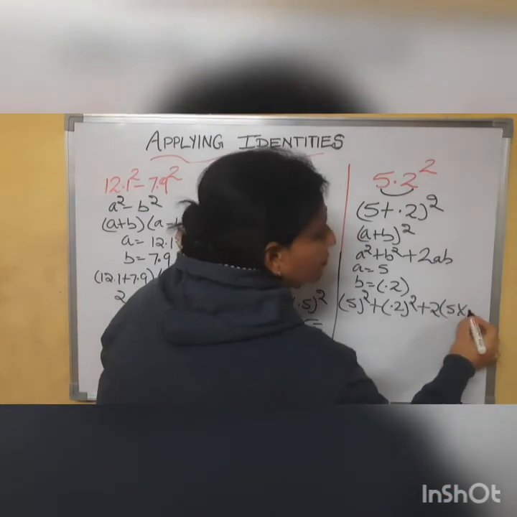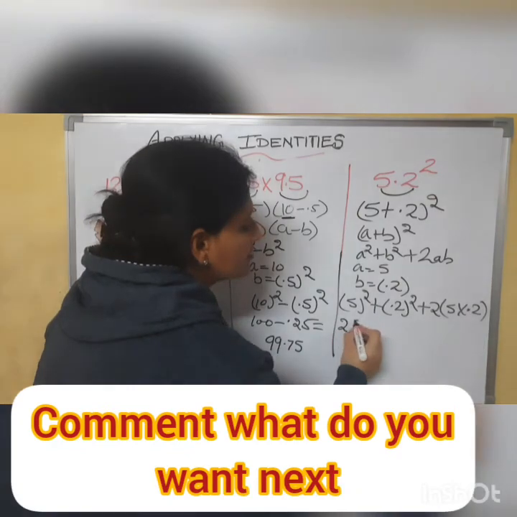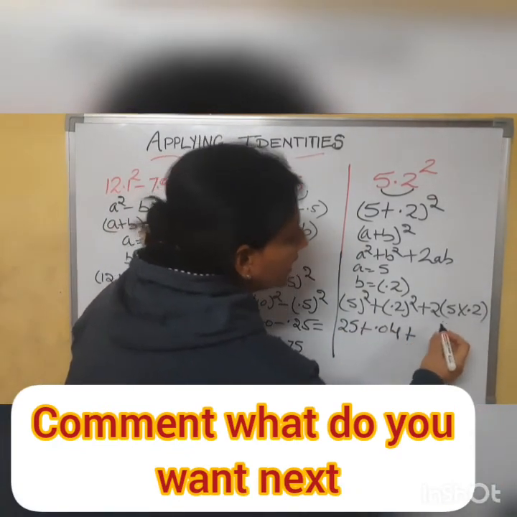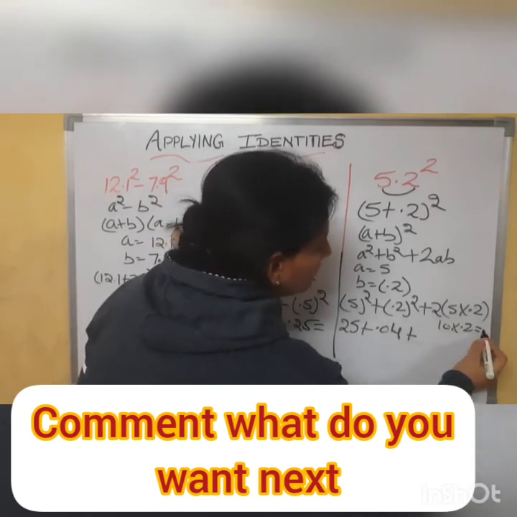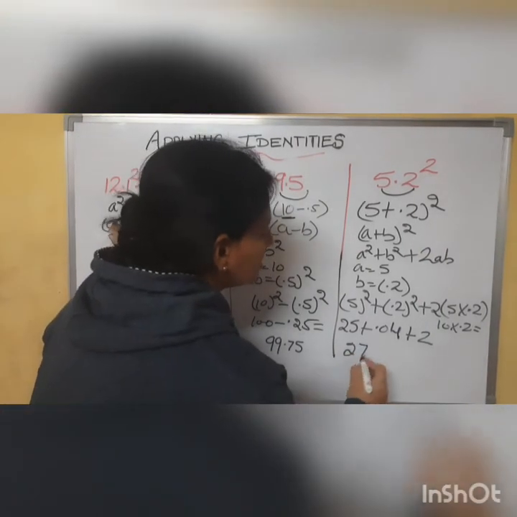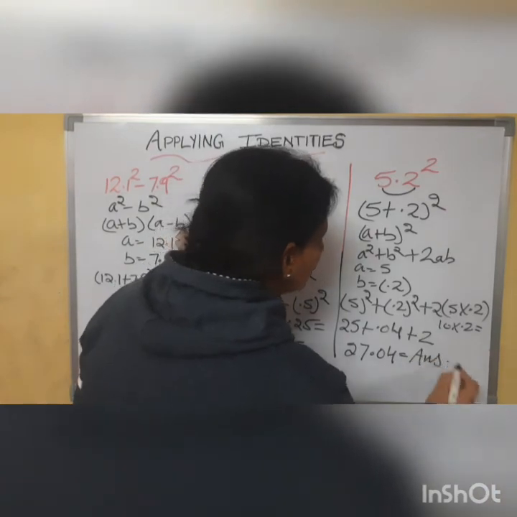So now by putting the values you will conclude this is 5 square plus 0.2 square plus 2 into 5 into 0.2. Now by resolving this we will reach 25, this is 0.04, and here 2 into 5 is 10, 10 into 0.2, which we will gain out of it, this is 2. So this is 27.04, which is the answer to the given query.